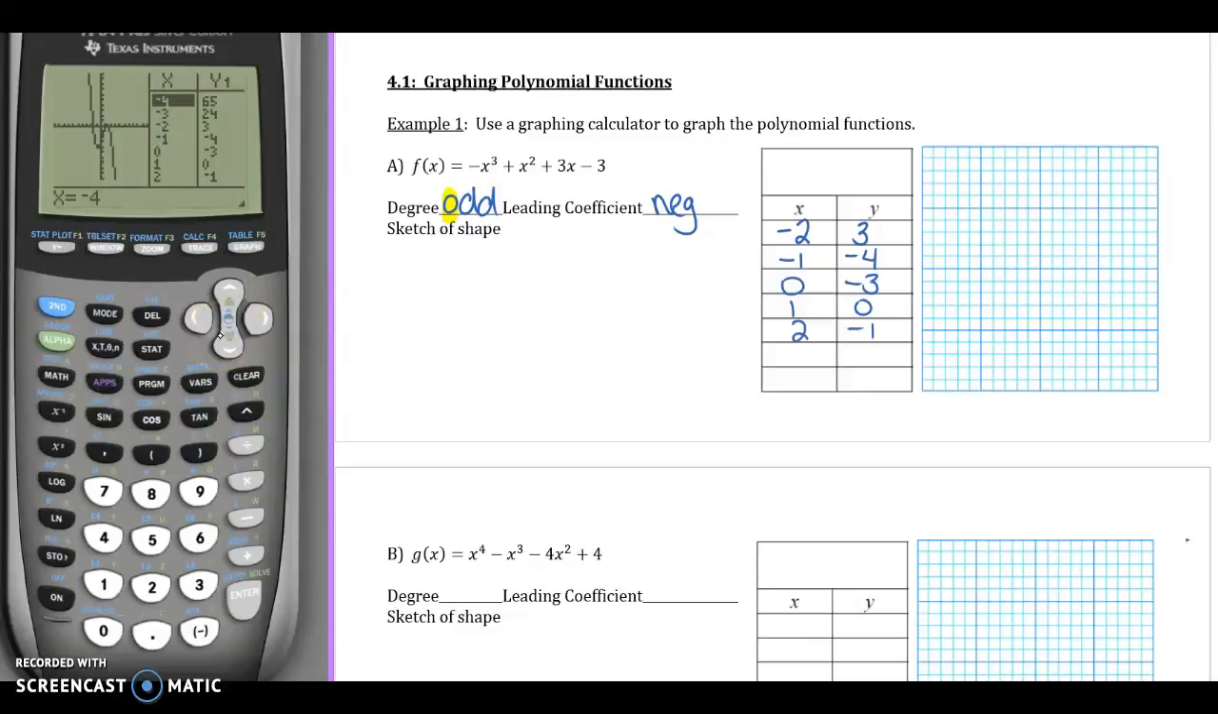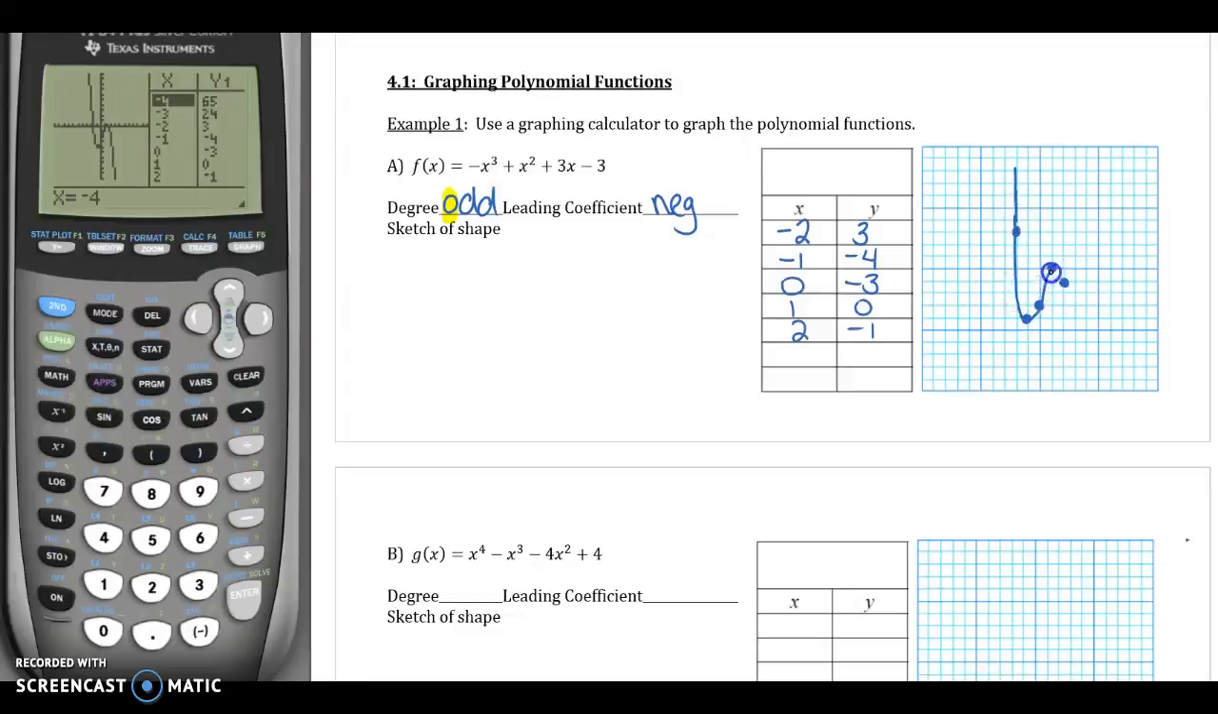Okay, let's plot these 5 points and see if we can connect them into a graph. If we didn't have the graphing calculator to guide us, how the heck would we connect these points together? This is where using what we know about end behavior can be really, really helpful. We know that the right side has to go down, the left side has to go up, but we also have our graph that we can look at as a guide. So it looks like the graph is going to come down through this point and then curve up and kind of around and then back down. So there's our sketch of our graph.